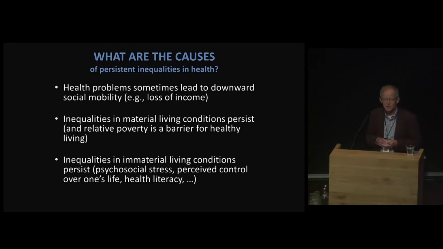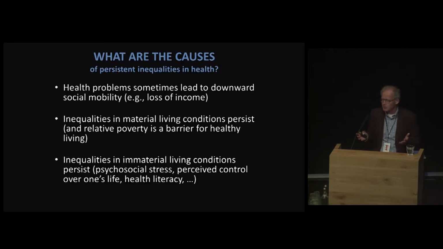And the second one is that although it may be true that the welfare state has removed some of the sharp edges of material inequalities, material living condition inequalities are still very much there. People with a lower level of education live in less well built neighborhoods, they have lower incomes and sometimes relative poverty, and all that may be a barrier for healthy living. And the third group of explanations is immaterial.